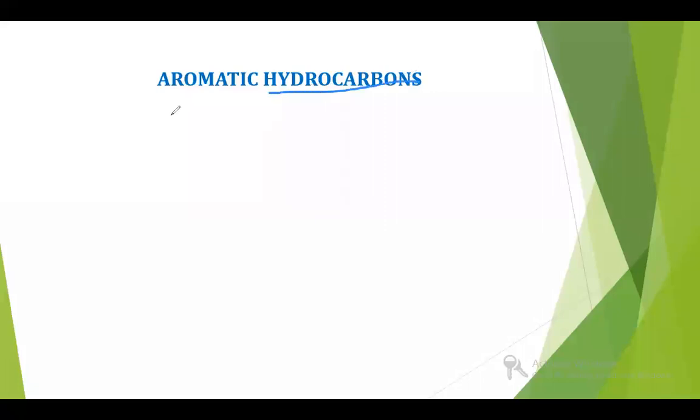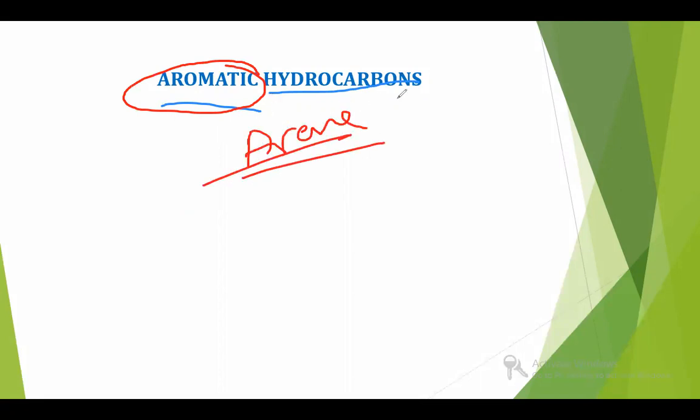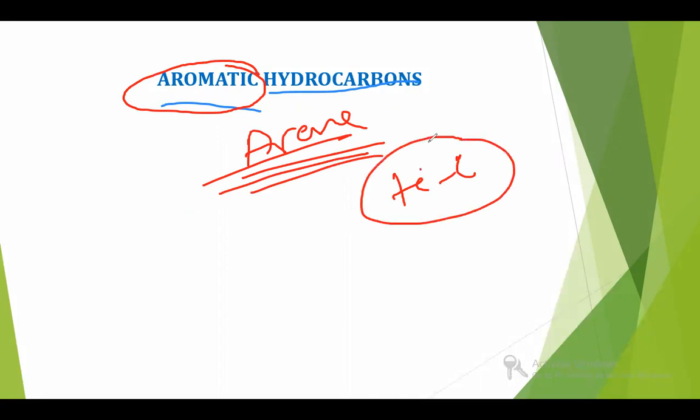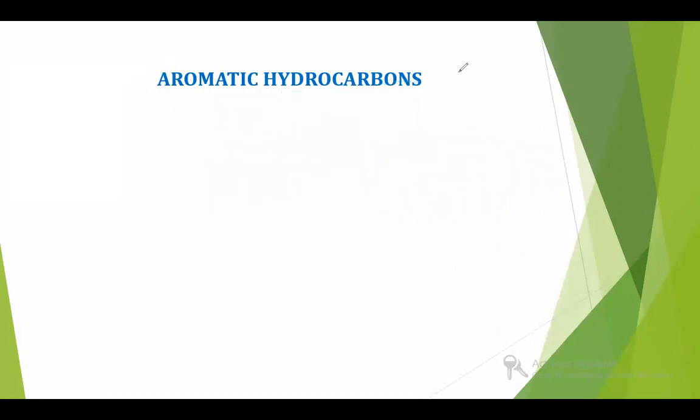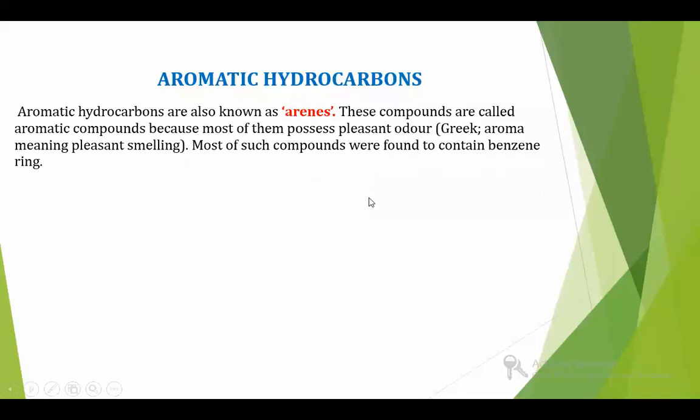In this, aroma means a characteristic or pleasant smell. These are also called arenes, A-R-E-N-E. Aromatic hydrocarbons are hydrocarbons having a characteristic or pleasant smell. The binary compounds of carbon and hydrogen having a characteristic pleasant smell are called aromatic hydrocarbons. They consist of at least one benzene ring.